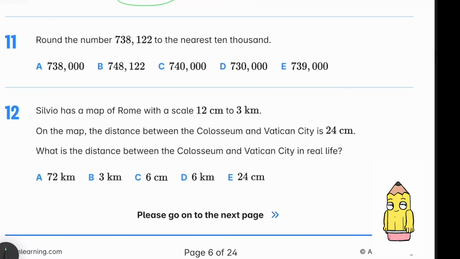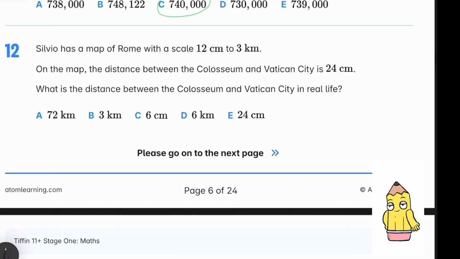Okay, question 11. Round the number 738,122 to the nearest 10,000. So we are rounding to the nearest 10,000. So we must look at the 3 in the 10,000s column, and the number immediately on its right, 8. As 8 is more than 4, it is past the halfway point and closer to the next 10,000. So we will be rounding up. This means that 3 rounds up to 4, so our answer is 740,000. So remember, if it's 5 or above, it will go up. The rest will go down.